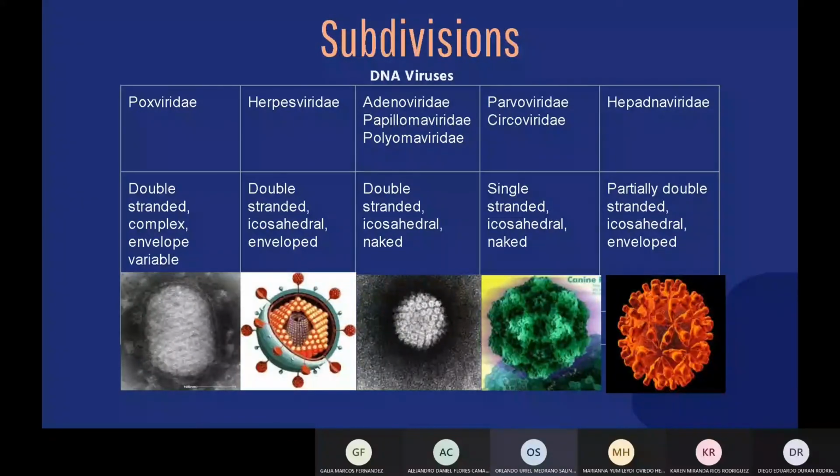The subdivisions. The DNA viruses are divided into Poxviridae, that is double-stranded complex envelope variable. Then the Herpesviridae, that is double-stranded icosahedral envelope. And then the Adeno, the Papilloma, and the Polyomaviridae, that are double-stranded icosahedral naked. Then are the Parvoviridae and the Circoviridae. They are single-stranded icosahedral naked. Then the Hepadnaviridae. They are the partially double-stranded icosahedral envelope.